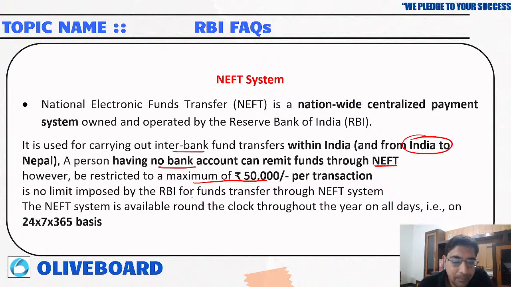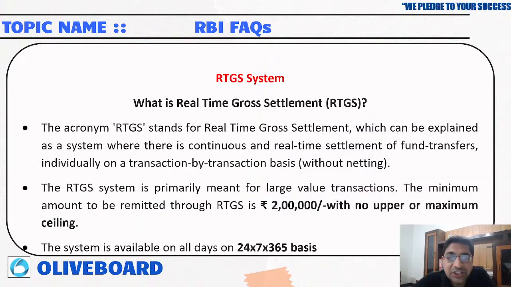So there is no limit imposed by the RBI for fund transfer through the NEFT system. The NEFT system is available throughout the day and night, 24/7, 365 days. Okay. Then RTGS, real time gross settlement system.